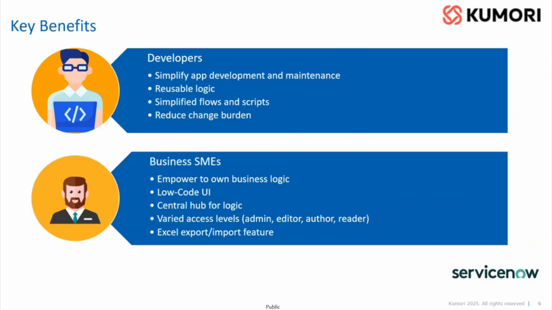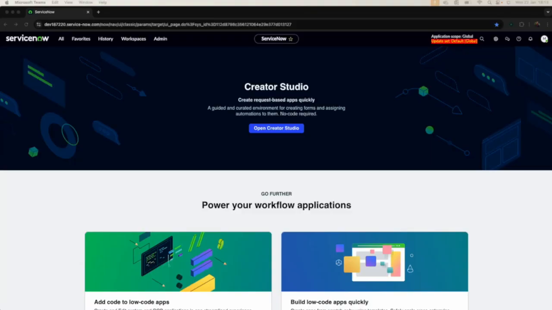So combined with the low-code UI, this export file, and this row-level access, business SMEs can interact with these decision tables as well. Now, how they are utilized within ServiceNow will be covered in the demo. Over to you, Manjesh. You can take over.